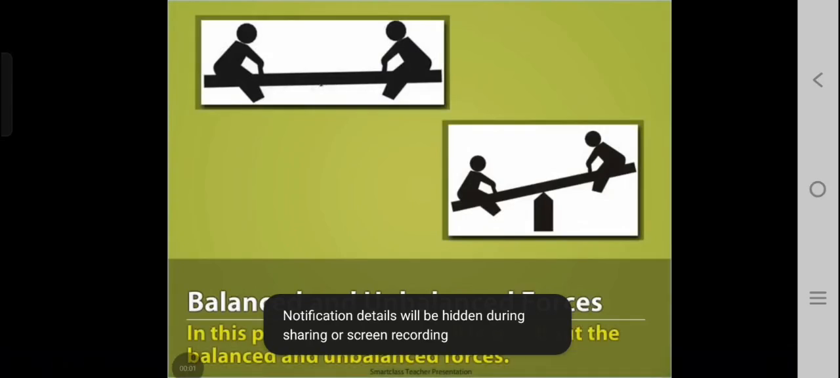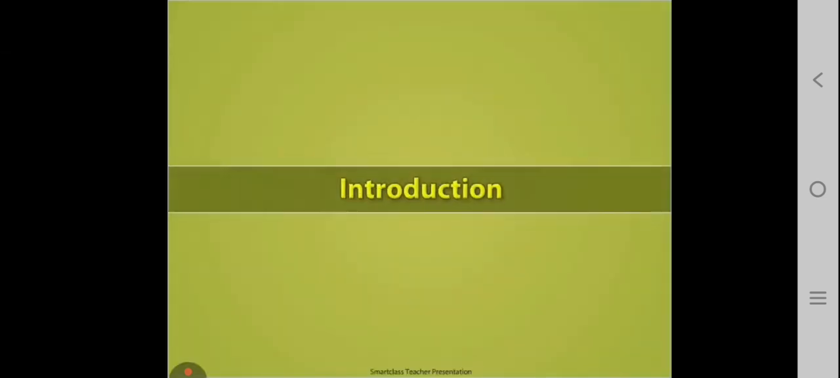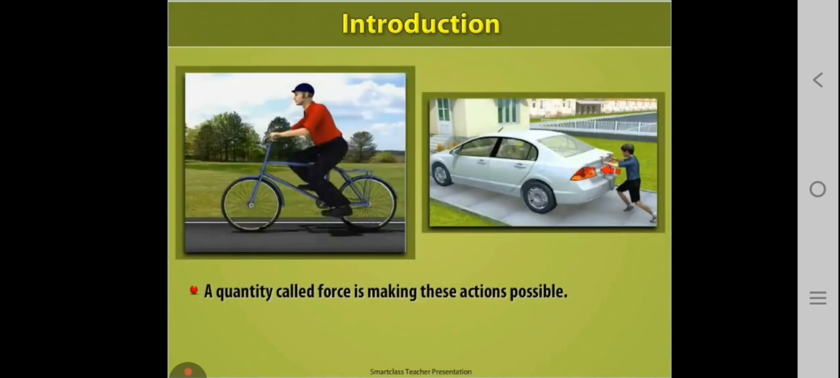In this presentation, you will learn about the balanced and unbalanced forces. Introduction. A quantity called force is making these actions possible.